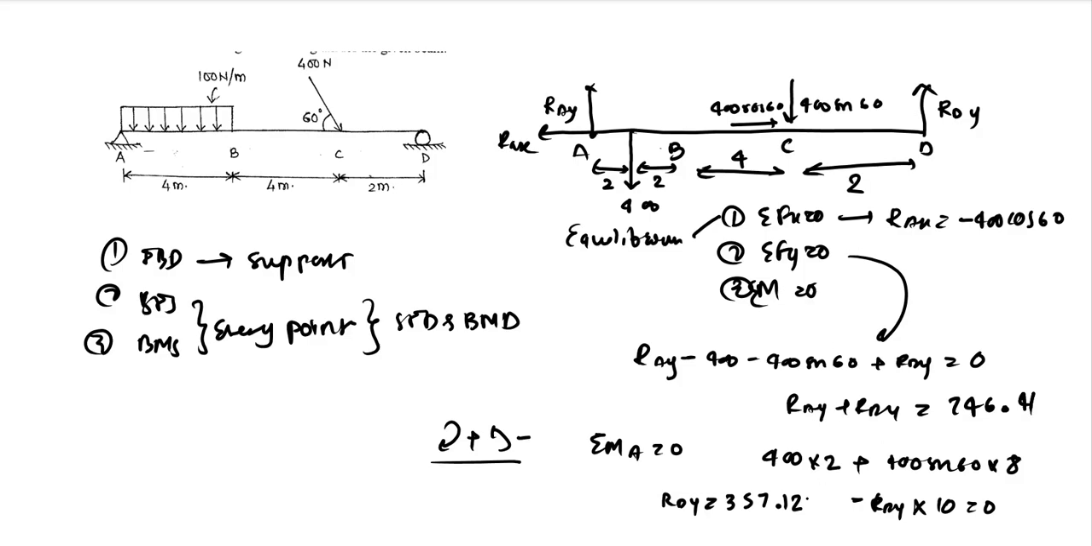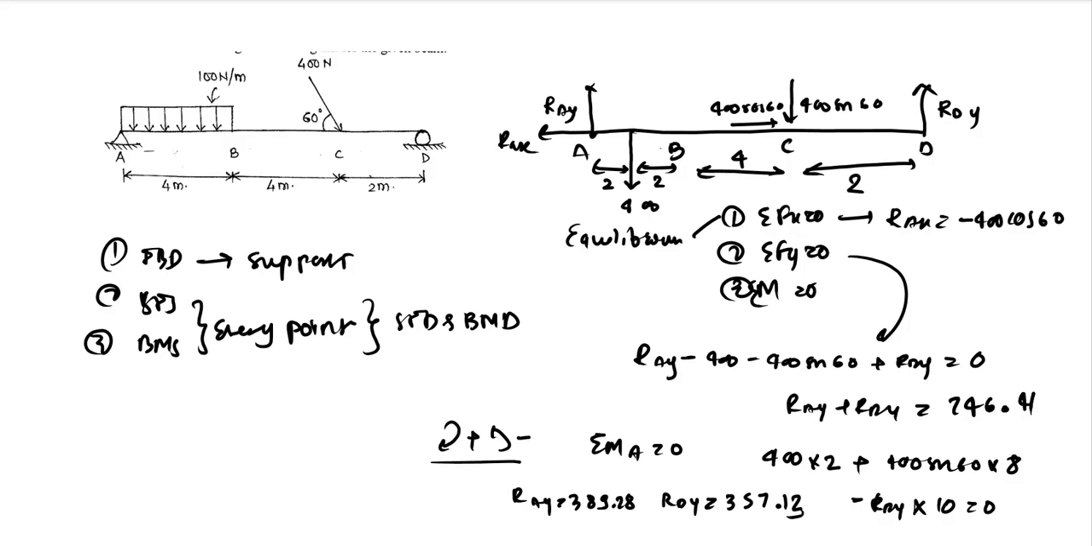Let's call it equation 3. And we have 746.41 minus 357.12, which is 389. So RAY will be 389.28. Yeah. So these are the reactions RAY and RDY. So let us just check our calculation once again. Okay, yeah. The calculation should be correct.